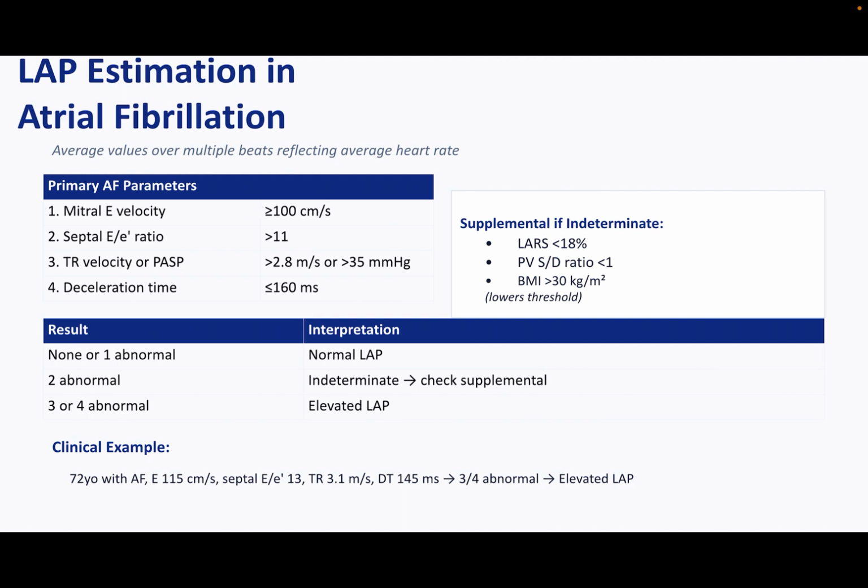The clinical example on the slide is a 72-year-old with atrial fibrillation. Mitral E velocity 115 centimeters per second, which is greater than 100. Septal E to E prime of 13, which is greater than 11. TR 2.1, which is less than 2.8. Deceleration time of 145 is less than 160. Three of the 4 are abnormal, therefore you diagnose elevated left atrial pressure.